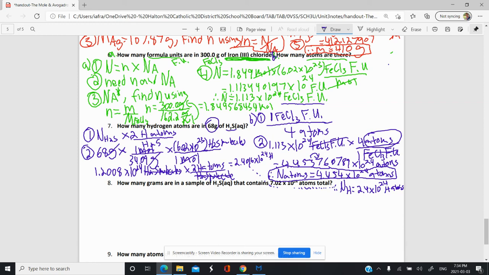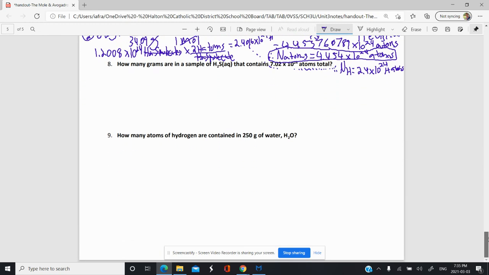You'll notice that I did only conversion factors here. You could have used all your formulas, or you could have just set it up with conversion factors to attempt that. So whatever you're more comfortable with, conversion factors is a bit quicker, especially if you get the hang of it. So in the next video, we're going to do questions 8 and 9.